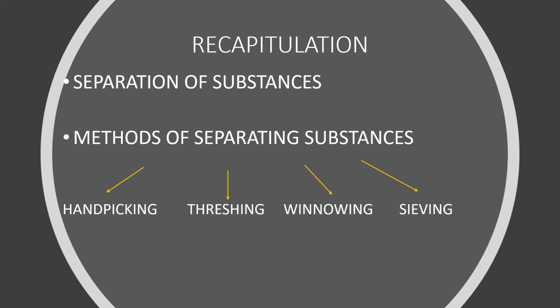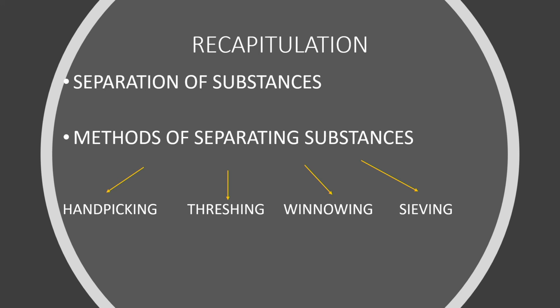After that, we discussed winnowing. The winnowing process is done after threshing by the farmers, and winnowing and threshing are included in the harvesting process. What is the meaning of winnowing? When the mixture consists of lighter particles and heavier particles, only then can we use winnowing, by blowing air. At last, we discussed sieving.